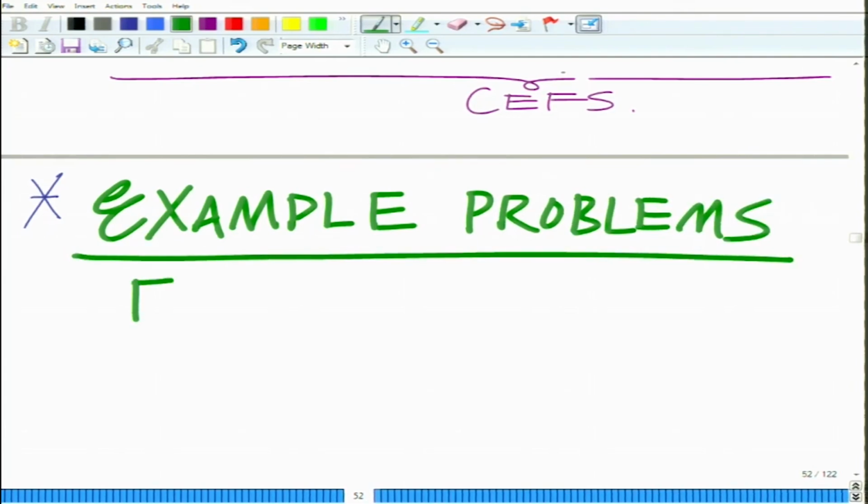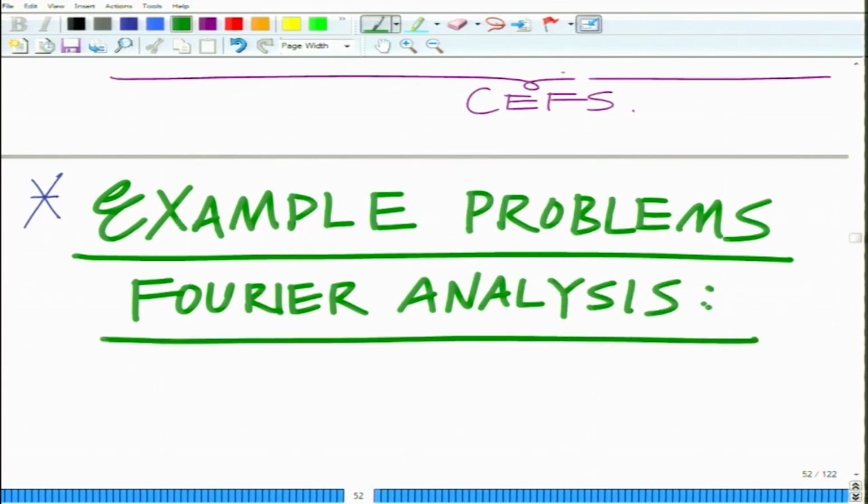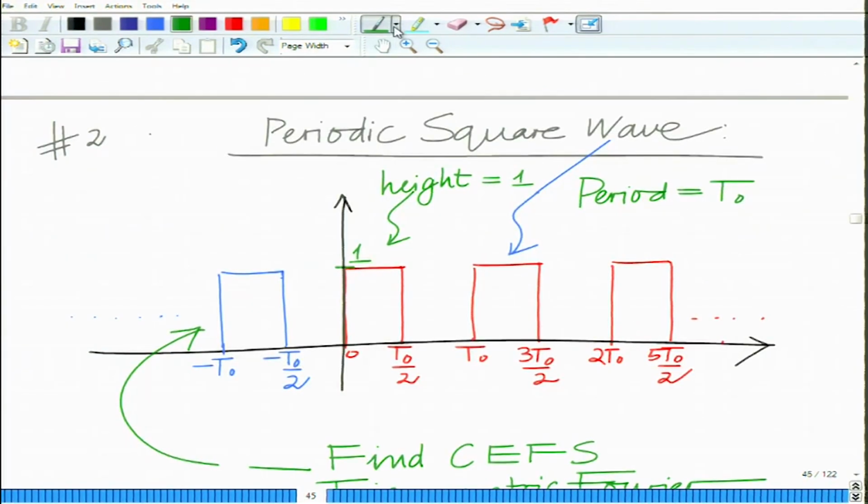To better understand the concept of Fourier analysis. In particular, we have started looking at the Fourier analysis representation of this periodic square wave, correct.